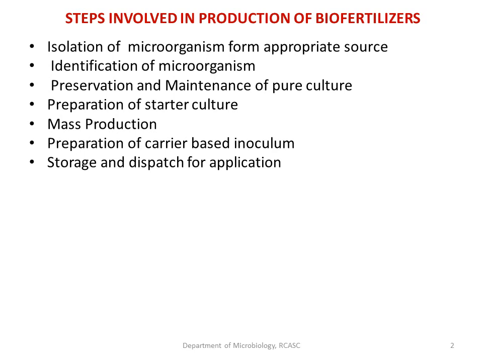So once again, I will repeat the different steps involved in the production of biofertilizer. First and foremost, with an appropriate source, the microorganism has to be isolated, identified, preserved, and the mother culture has to be maintained. For mass production, the starter culture has to be prepared. Once the mass production is done, it has to be treated with an appropriate carrier base, packed, stored, and finally dispatched to the farmers for application to their field.